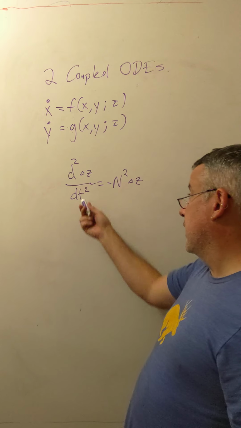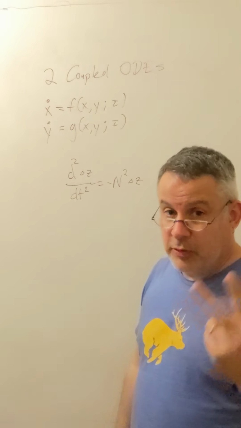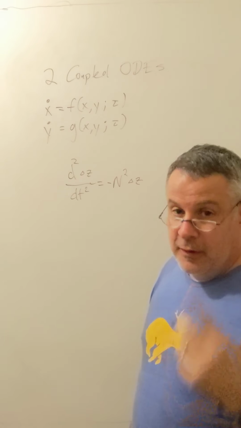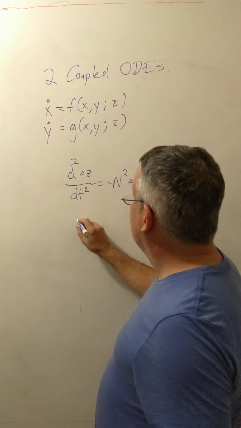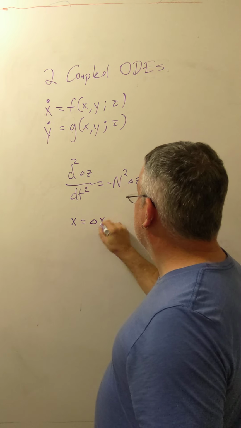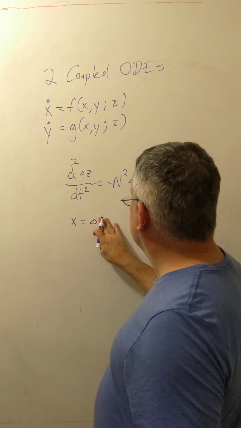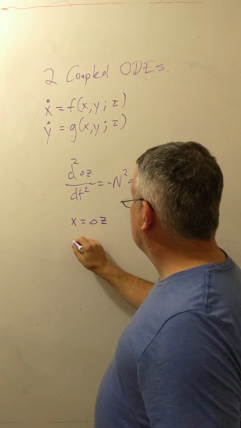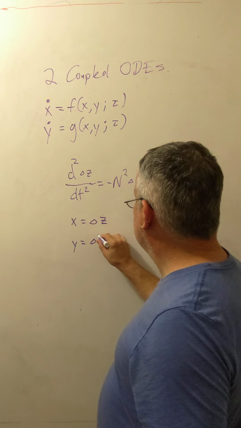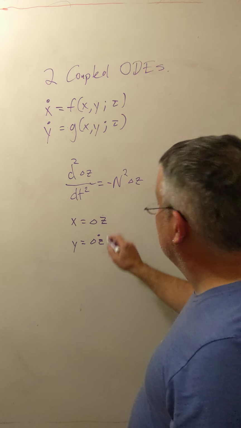Okay, well you might say, wait, you're cheating. That's not two coupled first order ODEs. That's a second order ODE. But I can play a very simple game and call x delta z, and call y delta z dot. Let's see what happens if we plug that in.